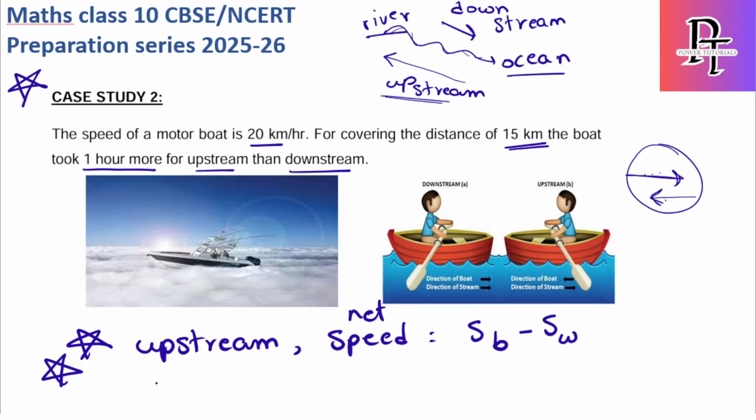What about downstream? For downstream, the net speed is speed of boat plus speed of water. Why? Because it is in the same direction. So suppose you want to travel at 10 kilometers per hour and the water is traveling 2 kilometers per hour, then the net speed will be 12 kilometers per hour.